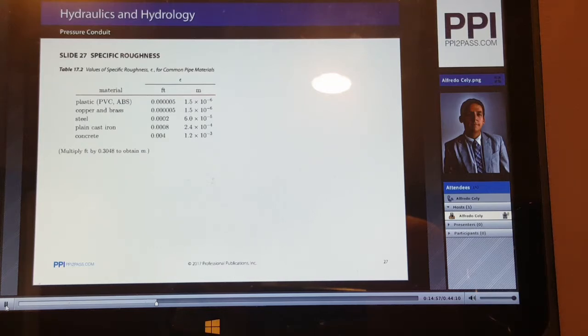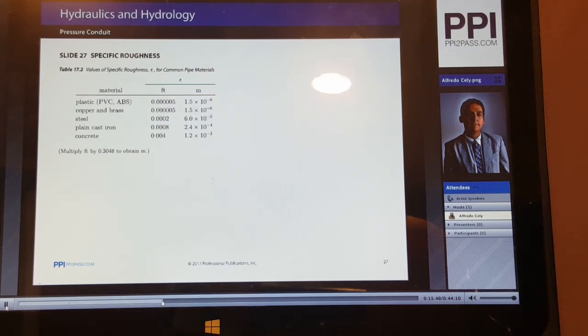The specific roughness of a steel pipe is equal to 0.0002 feet. And the diameter is 1 inch. So we're going to divide 1 inch over 12 feet so we can get that dimension in feet. So our relative roughness of our 1-inch steel pipe is equal to 0.0024 feet.